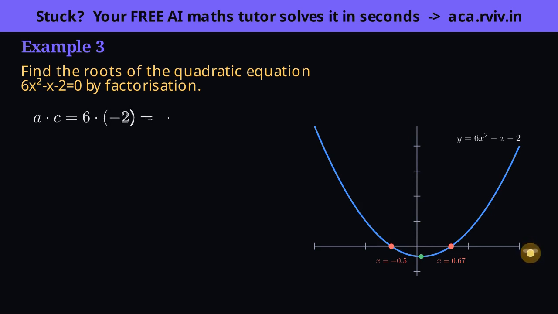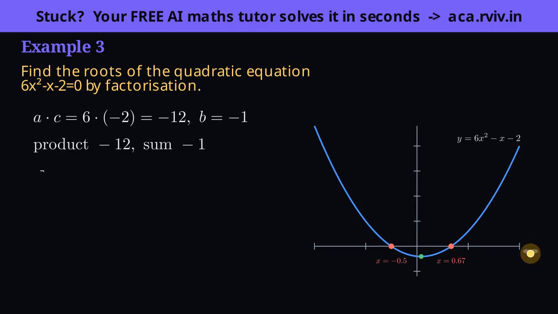To find those brackets, we split the middle term into two parts, and the parts we need have a special property. Their product is a times c, and their sum is b. Here a times c is 6 times minus 2, which is minus 12, and b is minus 1. So we are hunting for two numbers that multiply to minus 12 and add to minus 1. Why these two conditions? The product a times c guarantees the algebra rebuilds correctly, and the sum b guarantees the middle term stays the same. Both must hold at once.